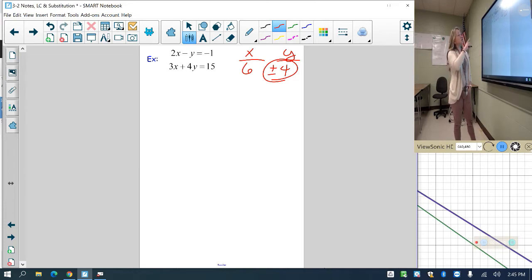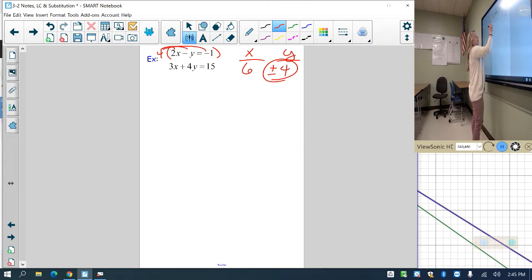In this case, if you choose the x coefficients, you're going to have to multiply and make this one positive 6 and this one negative 6. For the y's, I only have to change one equation, which saves me time. So I'm going to multiply the top equation by 4 and distribute. So I have 8x minus 4y equals negative 4. Now, I don't even have to change this one.